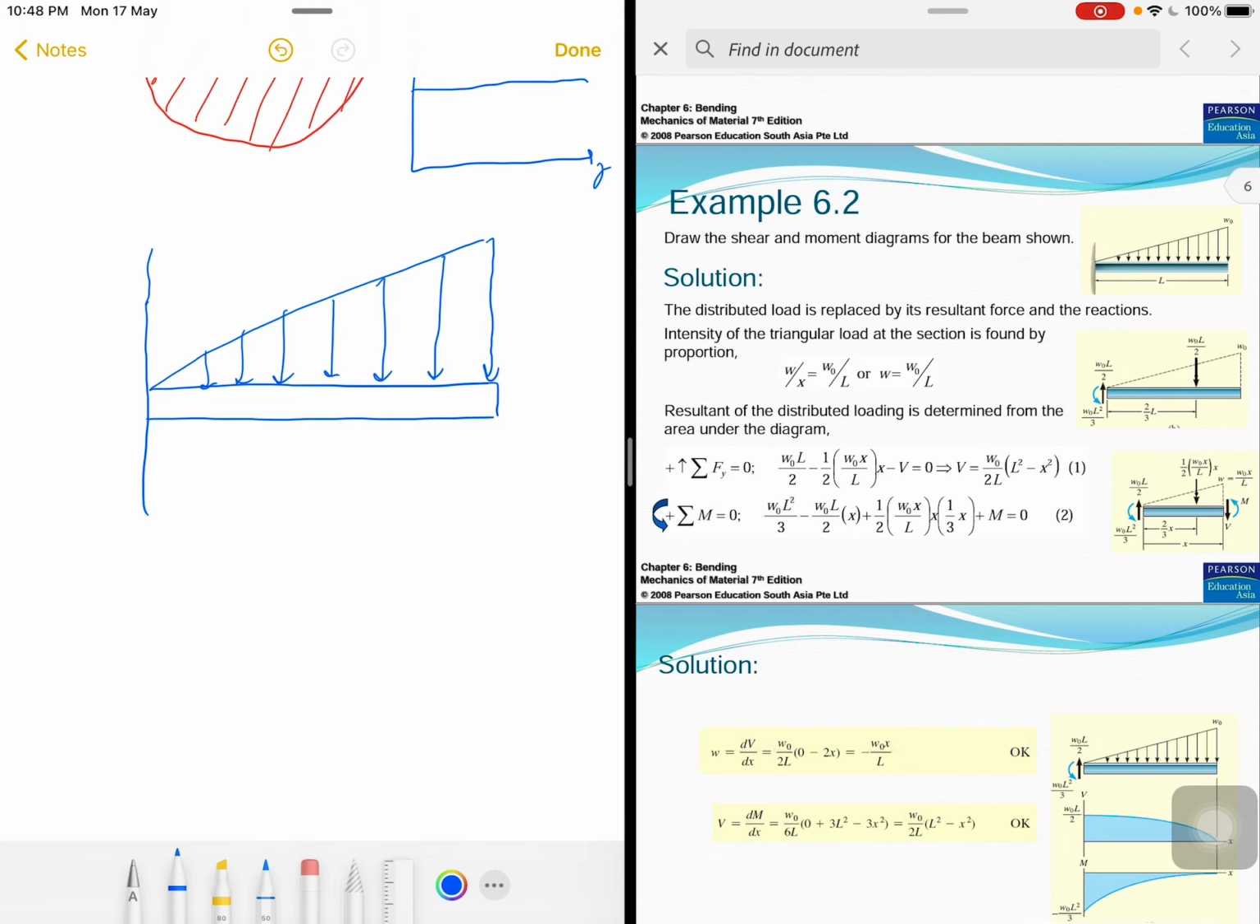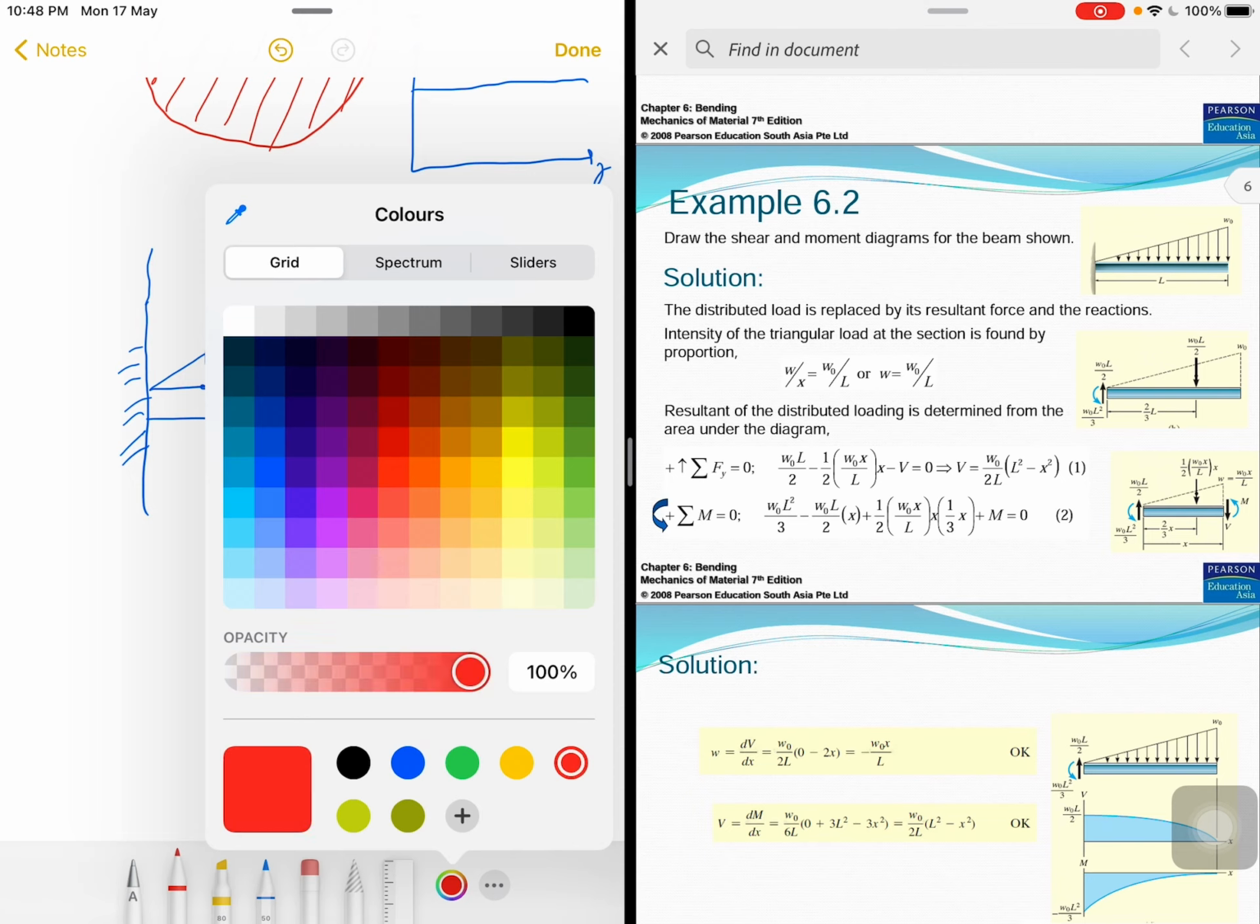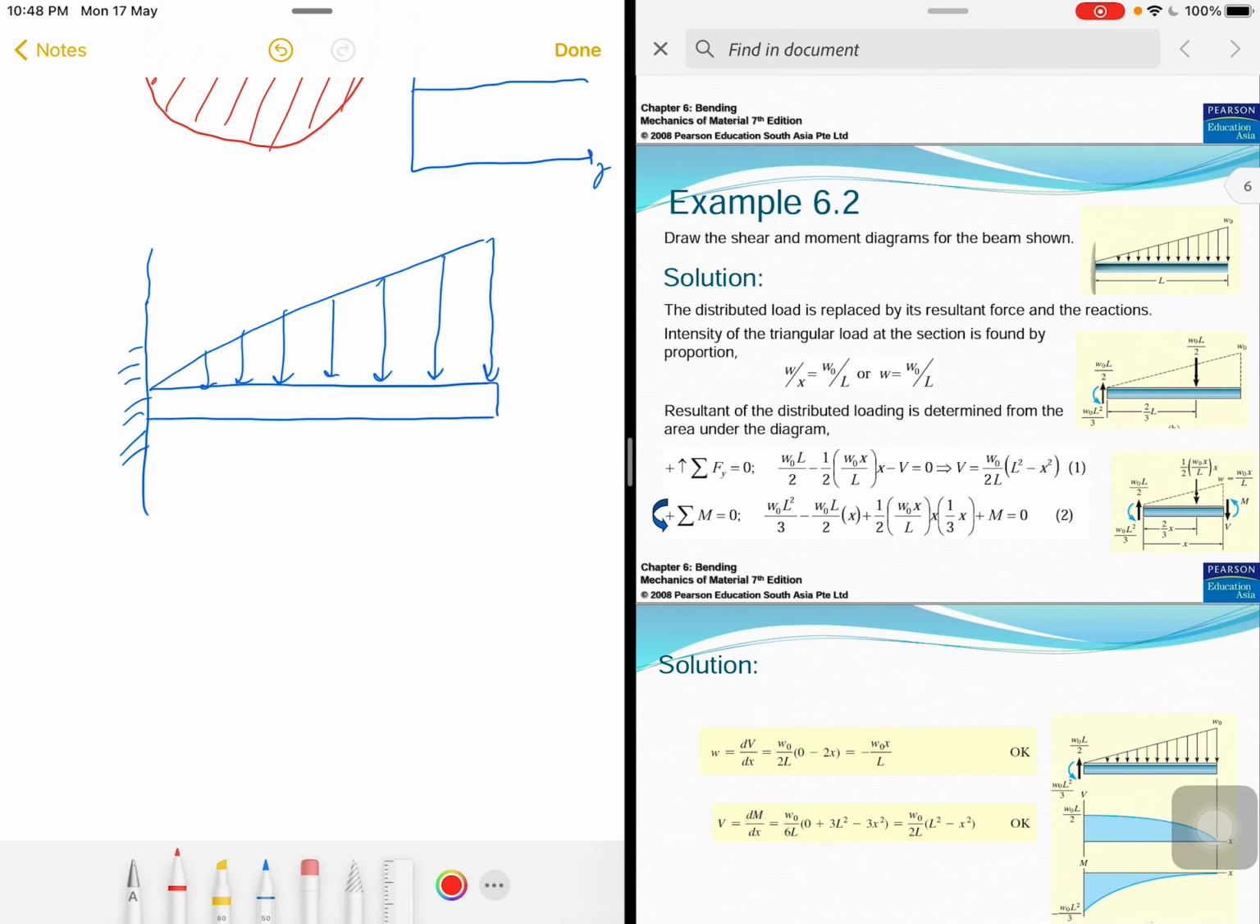Alright, so this is a fixed end. So the length, I need to change color, red. This length is L, the length of the beam, and we have W naught to be the highest load, which is at the end of the beam.